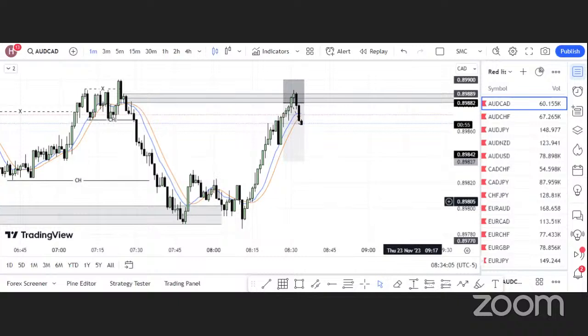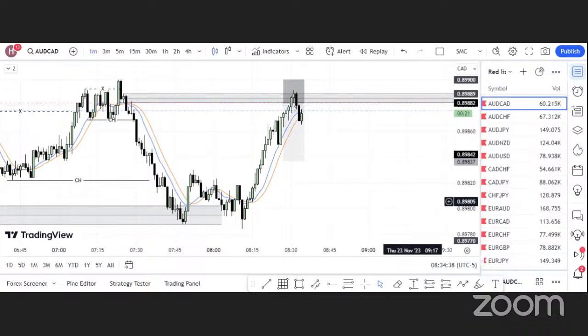Okay, so we are getting a cross. All we need to do now is wait for the market to go back there to make a retest. Then we sell immediately. You see how the market is respecting that? Okay, guys, go to AUDCAD. Let's sell now.